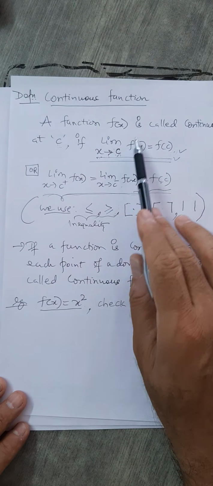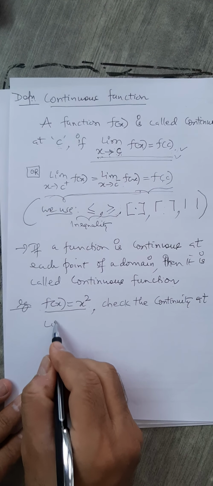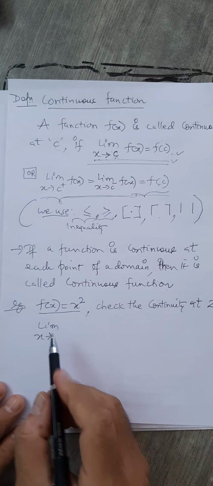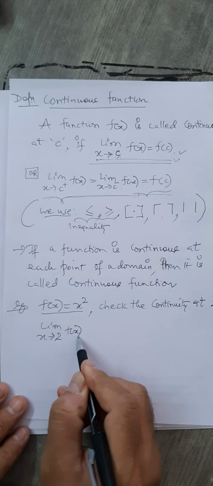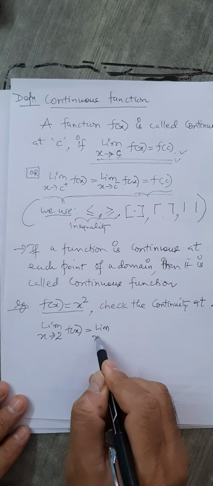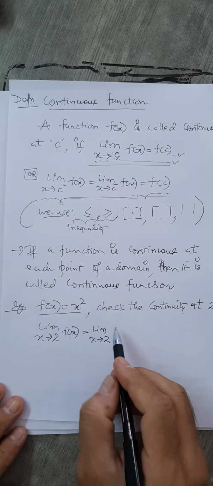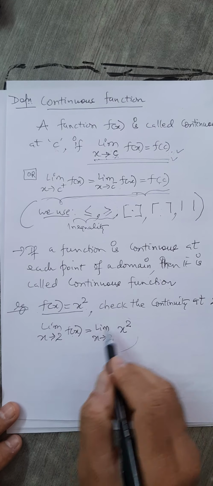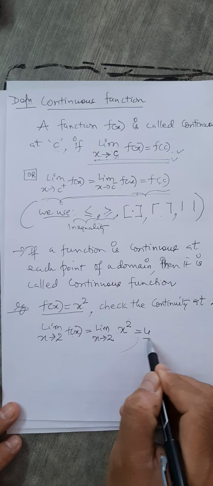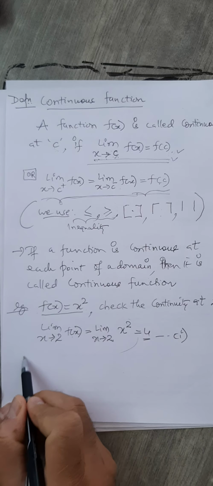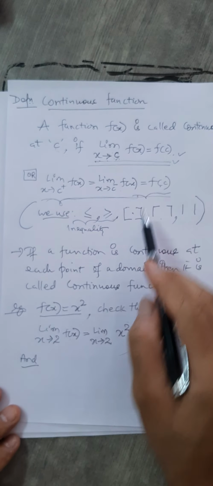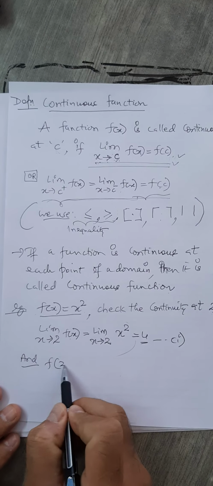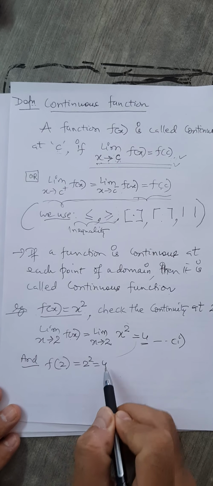Now at 2 you want to check the continuity. So I'll find the limit first. Limit x tends to 2 of f of x equals limit x tends to 2 of x square. You know very well that if I put 2, the answer is 4. Now I'll put 2 in the function. f of c means put c equals 2, so f of 2 is 2 square. Again the answer is 4.